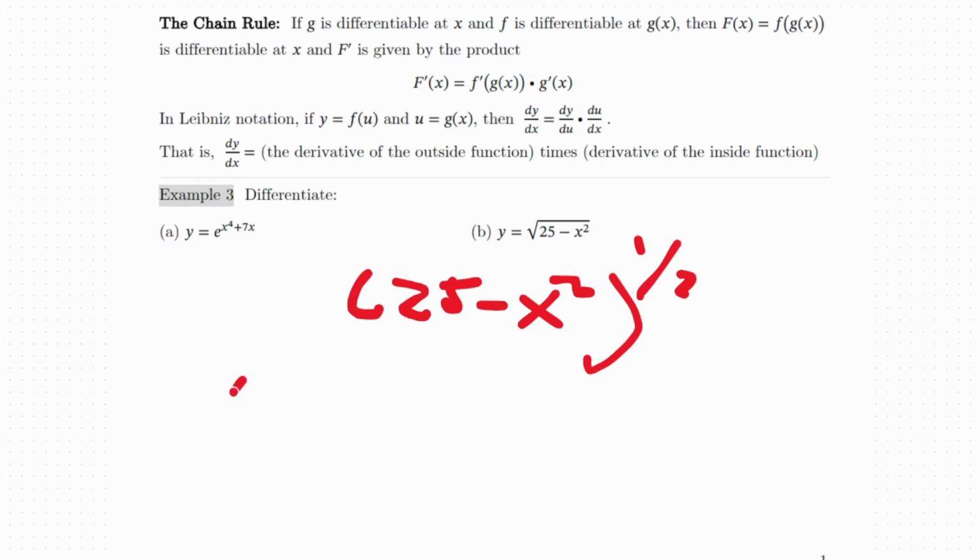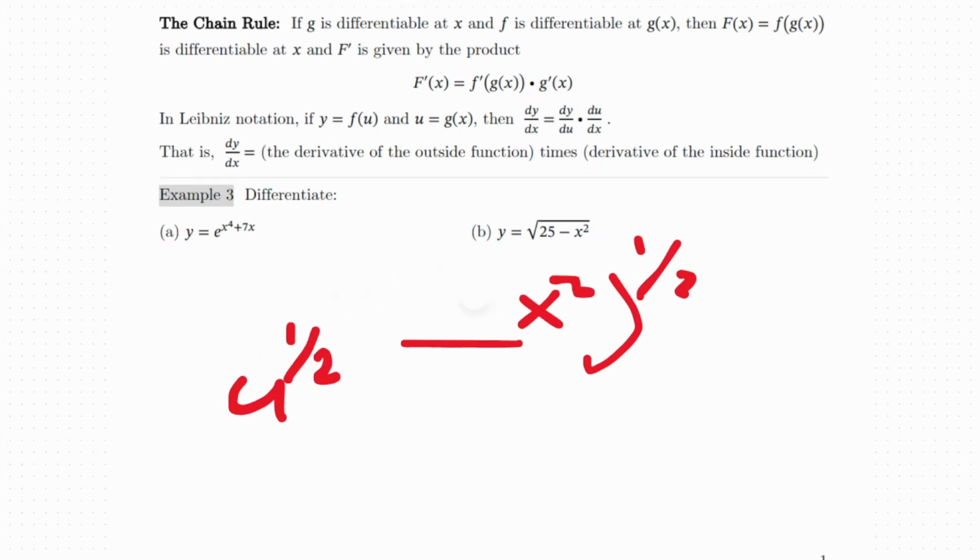So now we're going to get our u value. Your u value is basically just going to be your outside function. As we can see, the outside function is something raised to the 1/2. That's all it is. So I'm just going to erase that, and we're going to have u to the 1/2. And now we differentiate u.